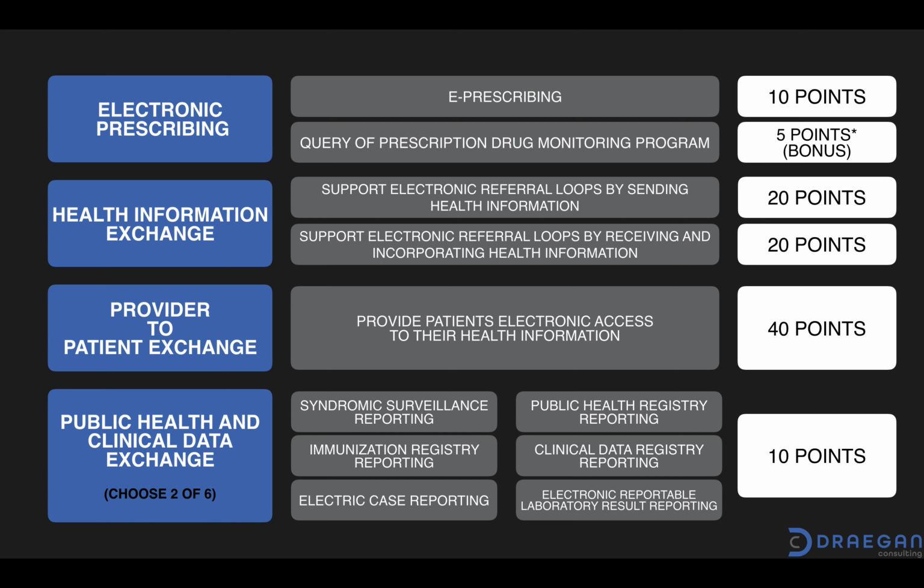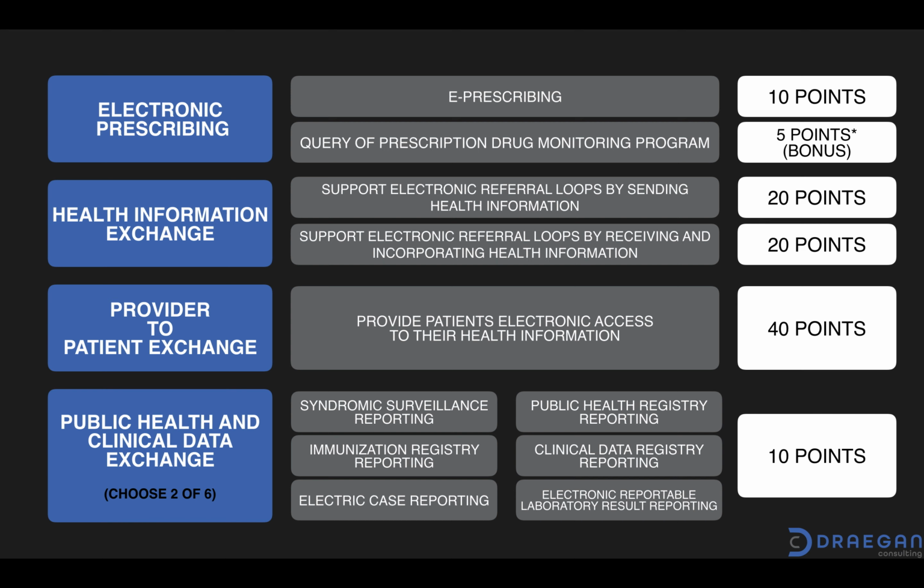So this just summarizes, on a very busy slide now that I look at it, what those point totals are and how the measures are associated. So again, on the left-hand side, you'll see the 4 objectives. The middle gray section are the measures associated with each respective objective. That's a hard sentence to say. Public health, again, you just pick 2 of the 6, and the point values for each of those objectives are over on the right-hand side.